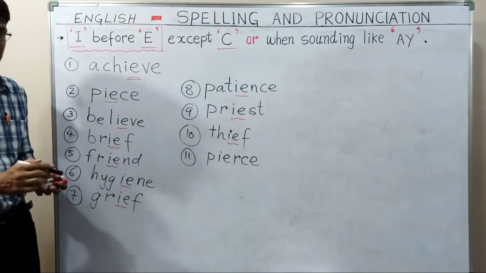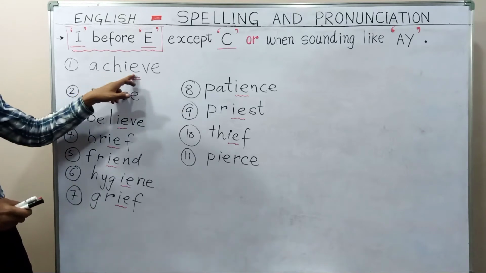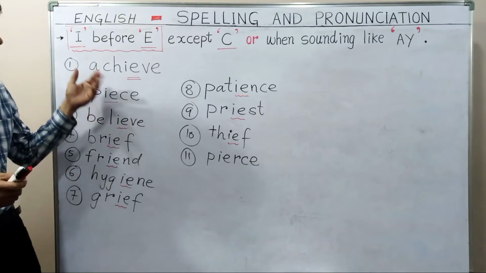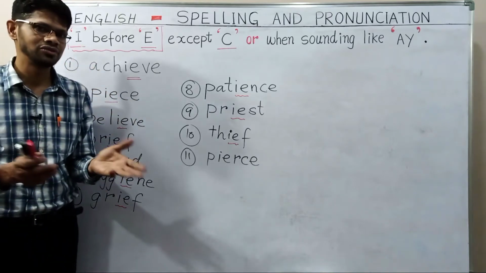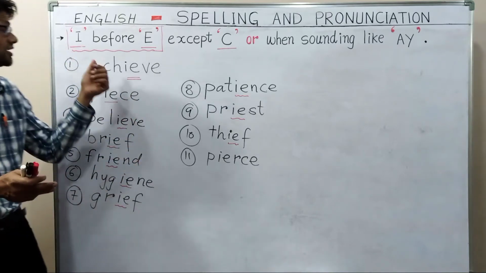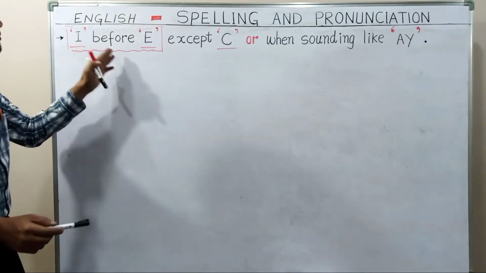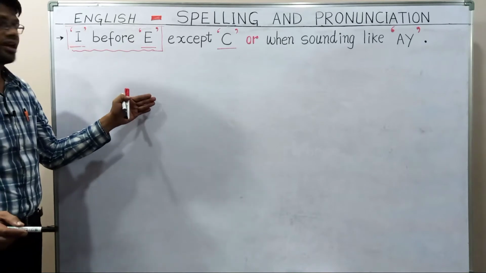You have to notice that I is there in most of the cases, in most of the words, or many words of English language. In other words, we can say many words of English language take I before E. Okay, I before E, that is clear, we have already learned.